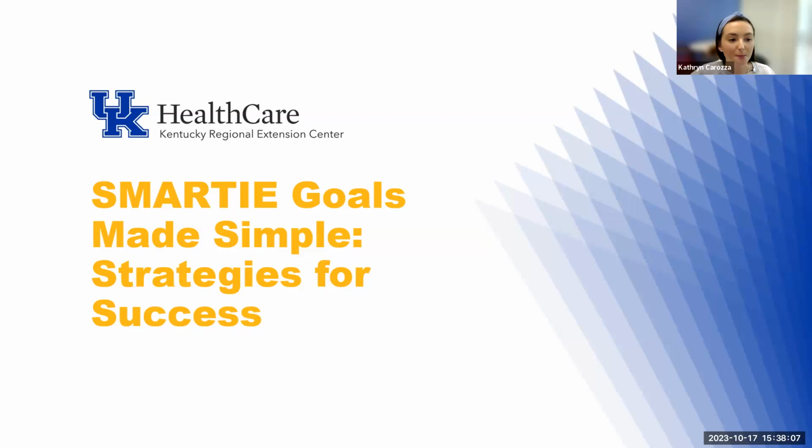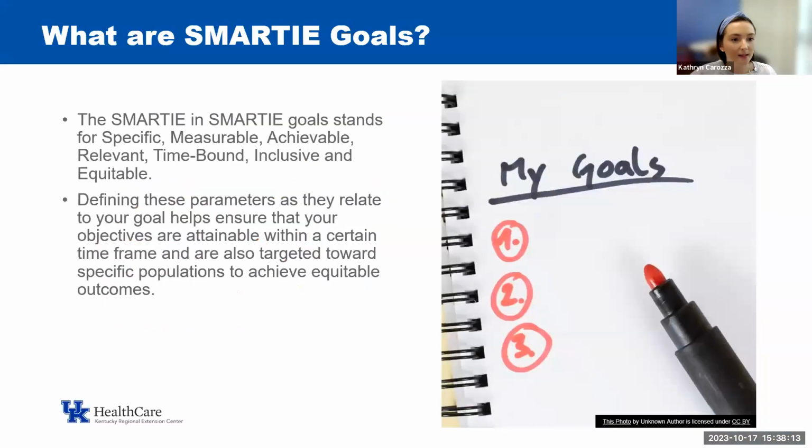This presentation will give you simple, practical strategies that you can use to set yourself up for success. So what are SMARTIE goals? SMARTIE stands for specific, measurable, achievable, relevant, time-bound, inclusive, and equitable. SMART goals provide focus, clarity, and direction for your efforts, and they can help you increase motivation, enhance your performance, monitor progress, and achieve success. Defining these parameters as they relate to your goal helps to ensure that your objectives are attainable within a certain time frame and are also targeted towards specific populations to achieve equitable outcomes.